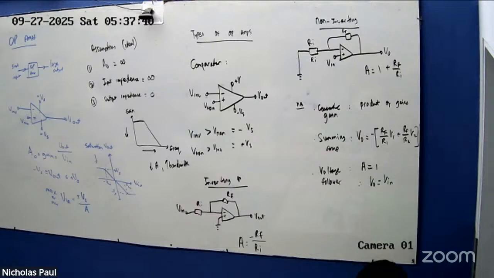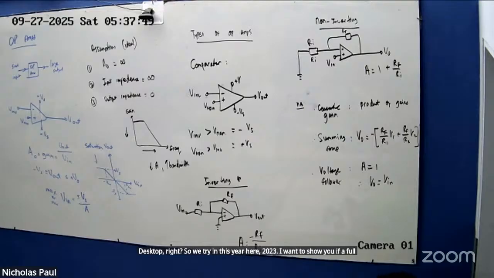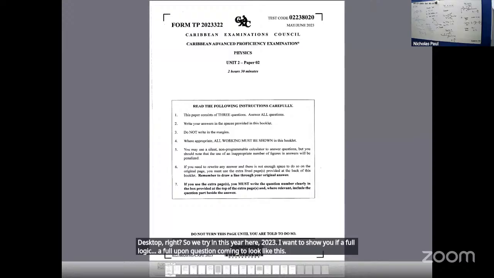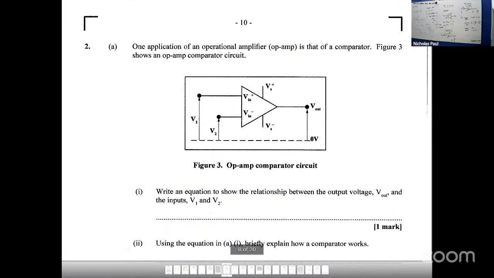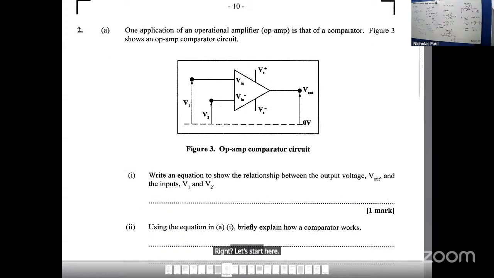Ready? Let's start. So we're trying this here, 2023. I want to show you what a full op-amp question can look like. Let's start here, 2023.